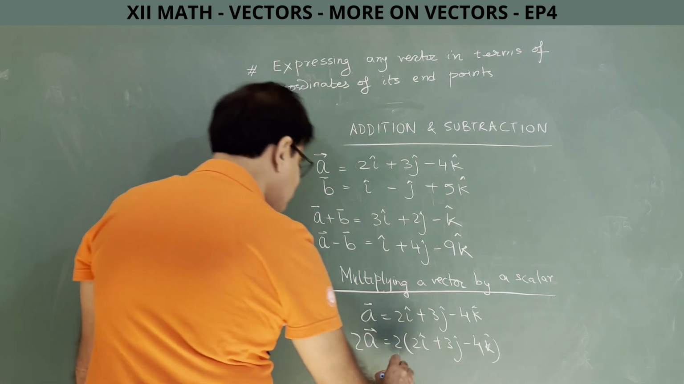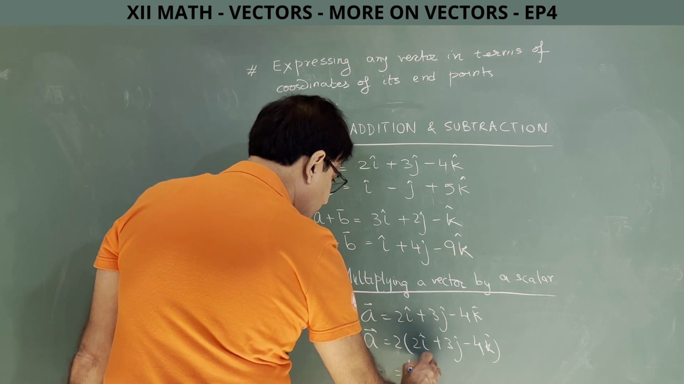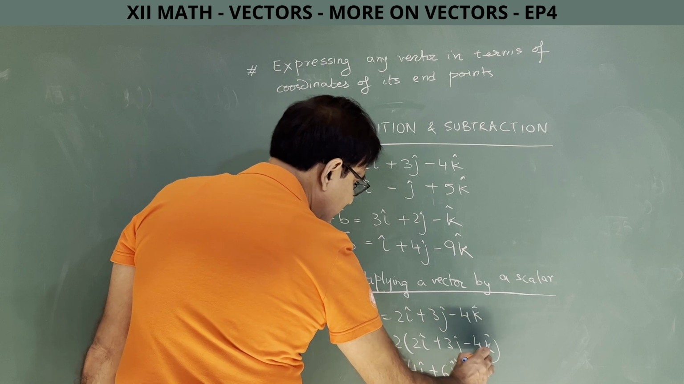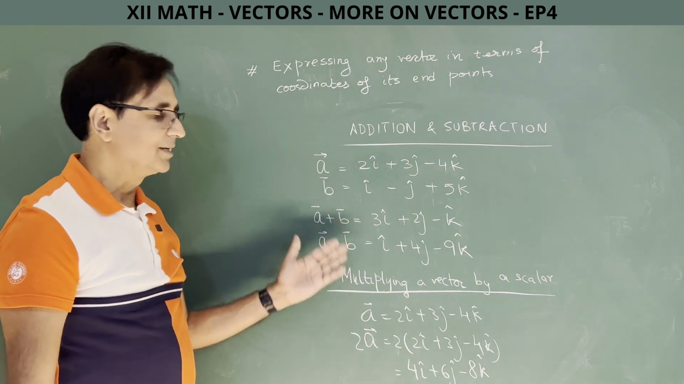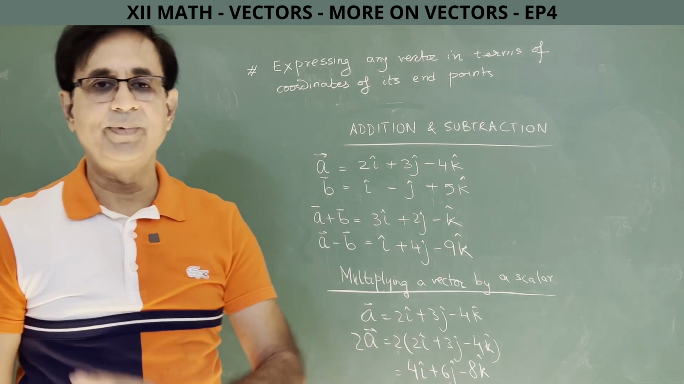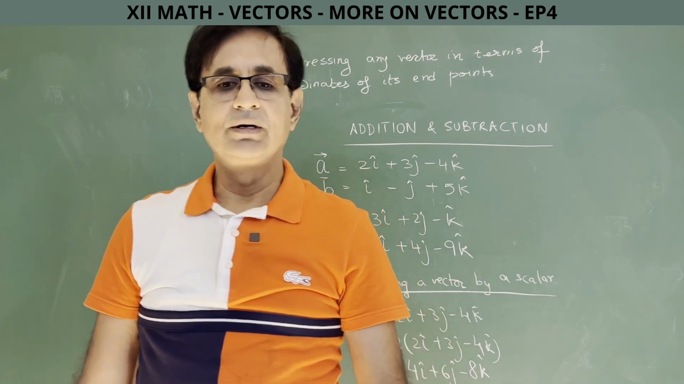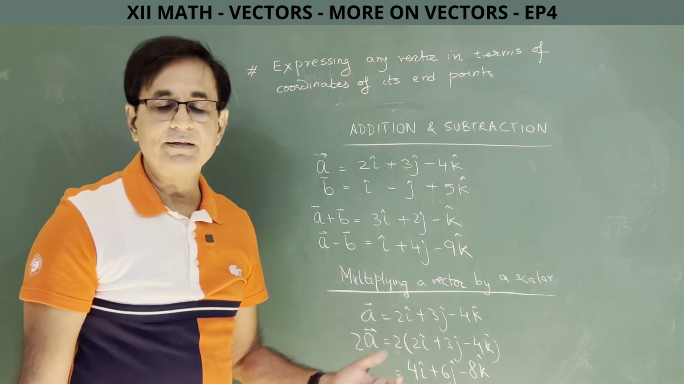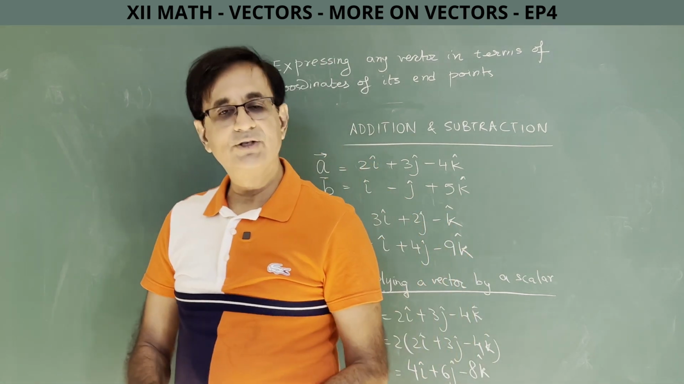And now I don't have to tell you, you can tell me what is the answer of this. Open your brackets the way you usually open brackets. 4i plus 6j minus 8k. So this topic also got done so quickly. Addition of vectors, subtraction of vectors, multiplying a vector by a scalar, all these 3 topics were finished in 1 minute flat. No rules required, no triangle law of addition, no parallelogram law of addition. So that's the beauty of expressing every vector in terms of i, j and k.